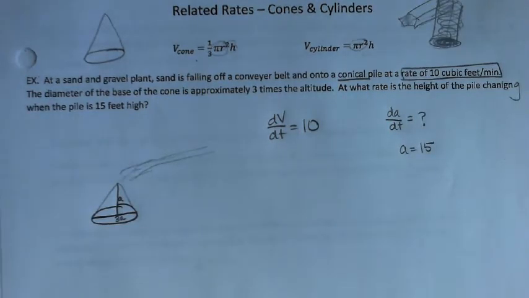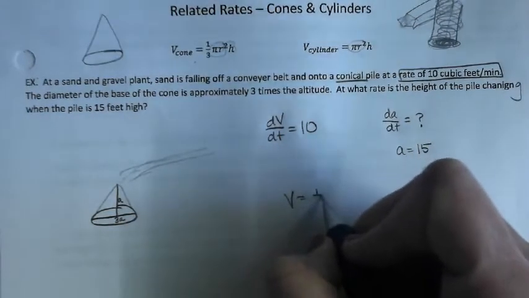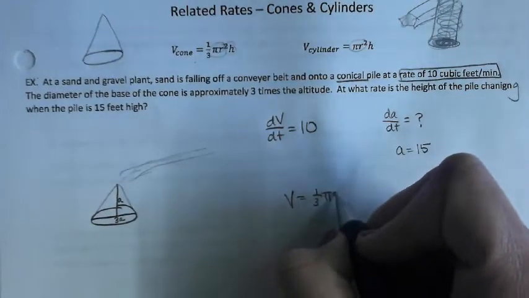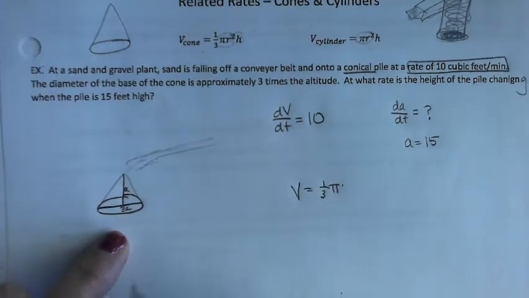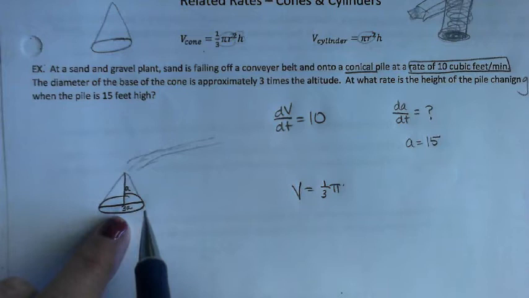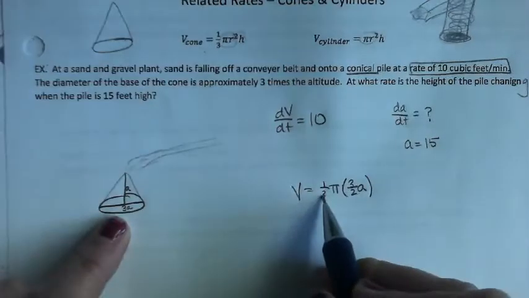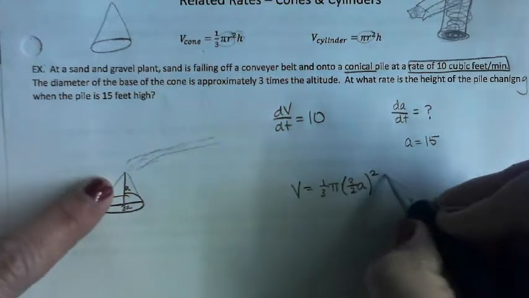So if we look at what we know and what we are being asked for, you should know which formula it is that you're going to derive. Yes? So volume equals 1/3 pi. What's our R? Yeah, which is what? Lily, what were you going to say? 1.5A. So I'm going to do 3/2 A for that. 1/3 pi r squared, and our h is A.